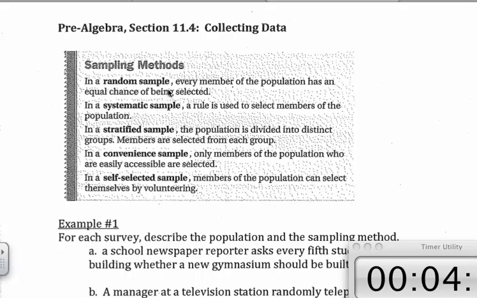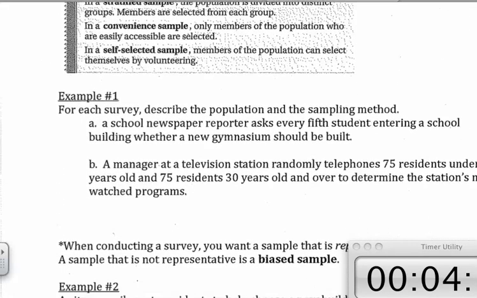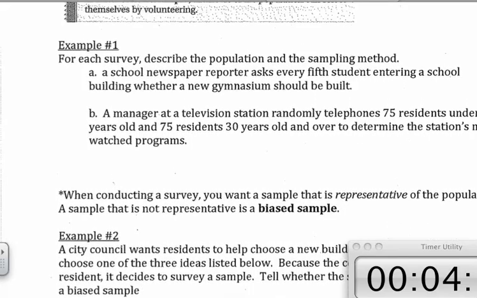Okay, so let's look at this first example. It says for each survey, describe the population and the sampling method. Now I'm not so much worried about the population. That was part of the question, but what we really want to do here is identify the sampling method. If you look at part A, it says a school newspaper reporter asks every 5th student entering a school whether a new gymnasium should be built.